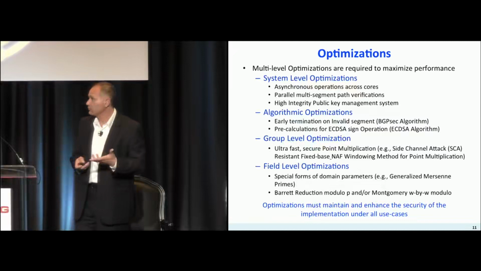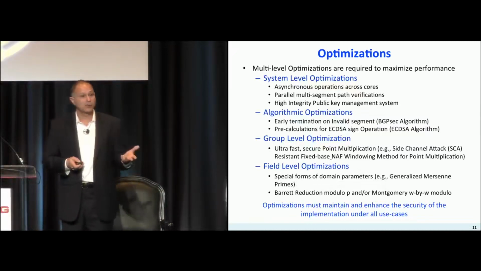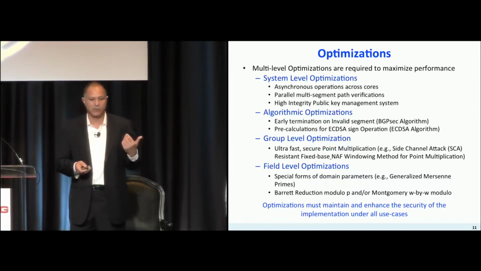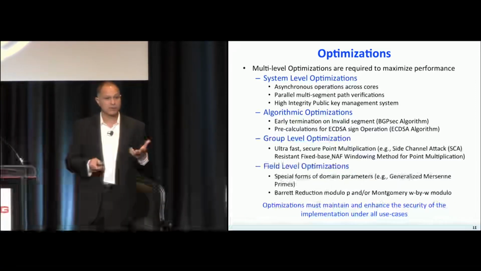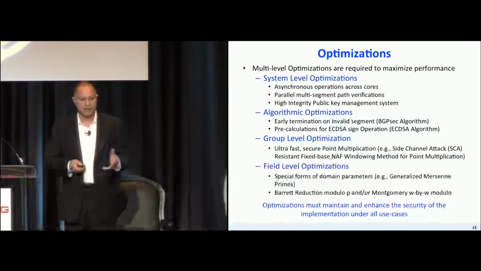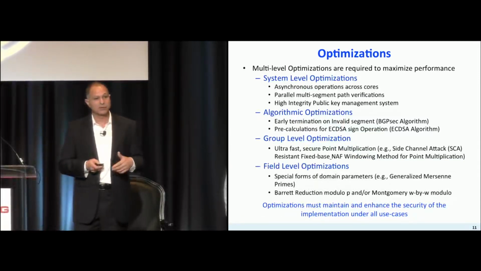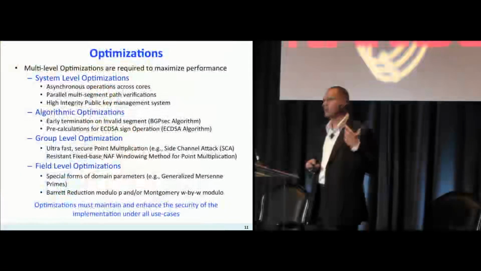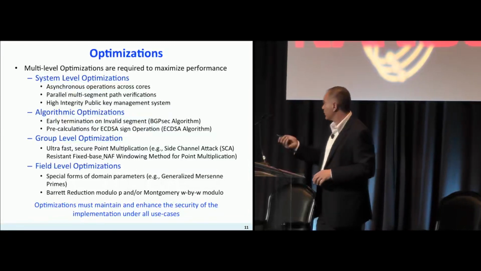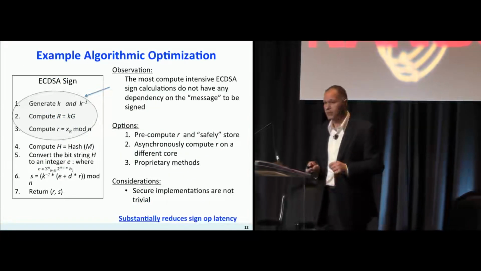For the ECDSA sign operation, and we'll show an example of that, we could do pre-calculations. Beyond that, we start getting into the math side of things. The group level optimizations will be within the ECC groups that we're looking at with ECDSA operations. And then as we get into the field level optimizations, that's another layer of getting deeper into the math, looking into the special forms of domain parameters and looking into multi-scalar operations and reducing the time taken by them. So let me show a quick example of an algorithmic optimization.